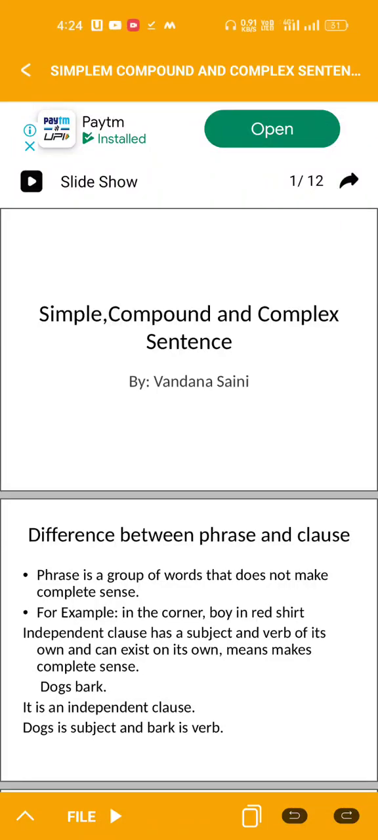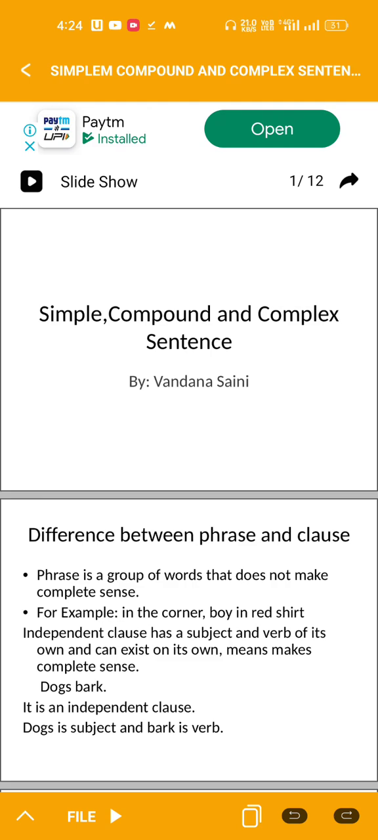Hello friends, today I'm going to take up the topic simple, compound and complex sentences. These sentences are very important, especially for the IELTS students as well, along with any kind of students who are writing essays, because the more the variety of sentences, the more marks it's going to fetch.